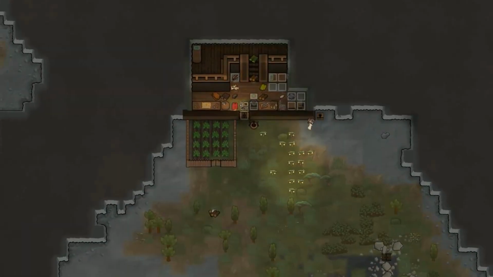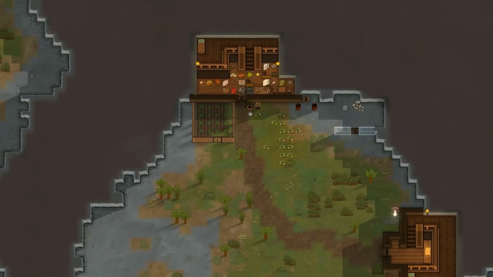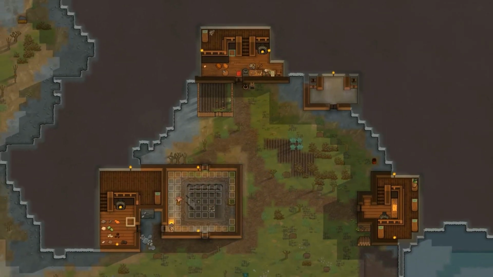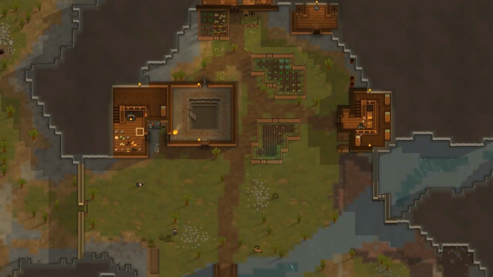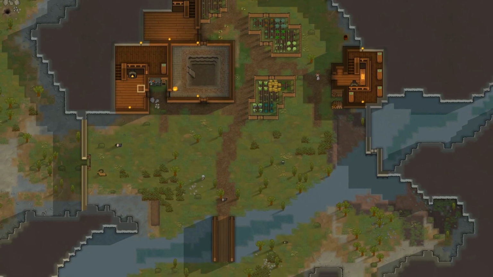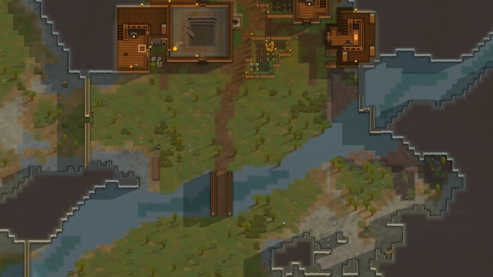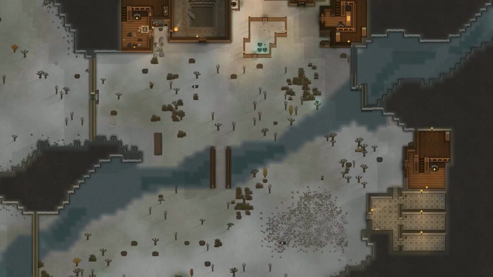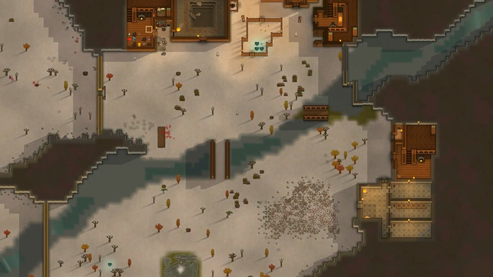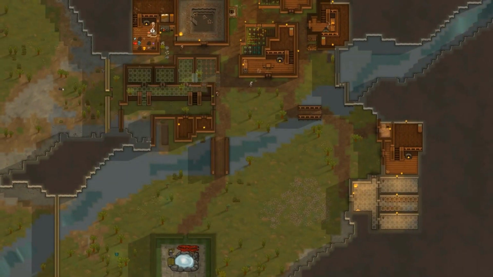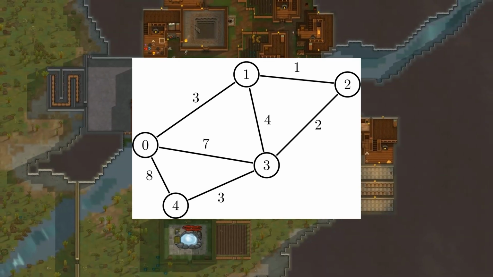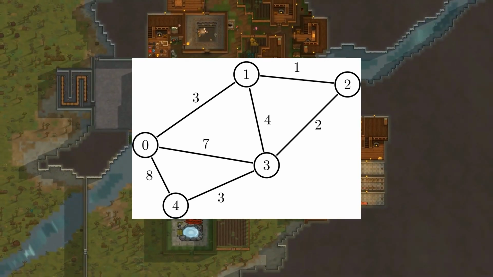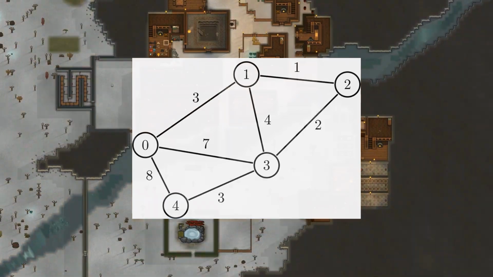Now, how exactly can graph theory be applied in Rimworld? By using graph theory, we can construct a graph of the base and from there, identify crucial buildings and calculate its distance from every other building. First, we need a weighted graph. A weighted graph is a graph whose edges have a numerical value. In this case, those weights will represent cost.